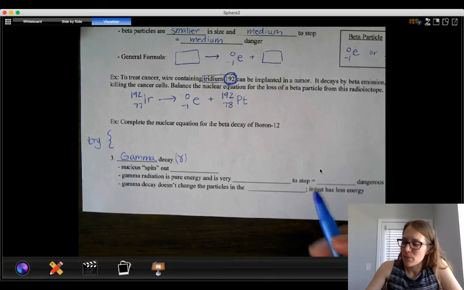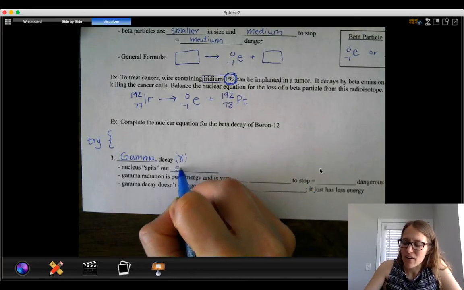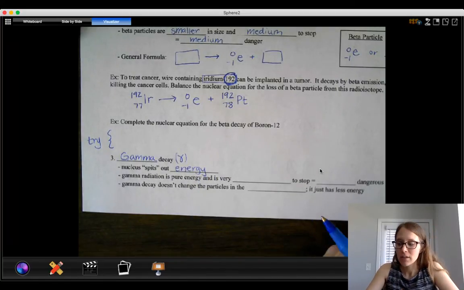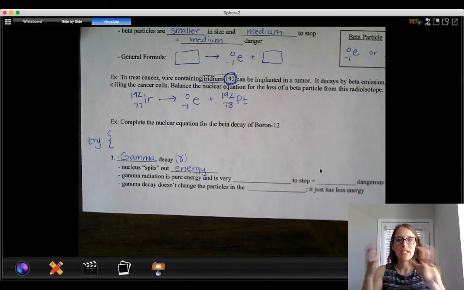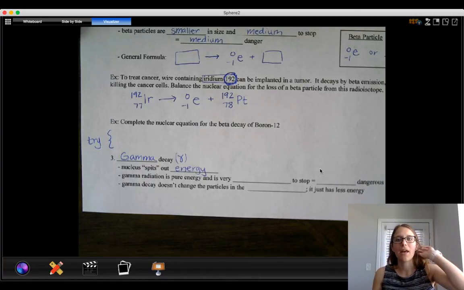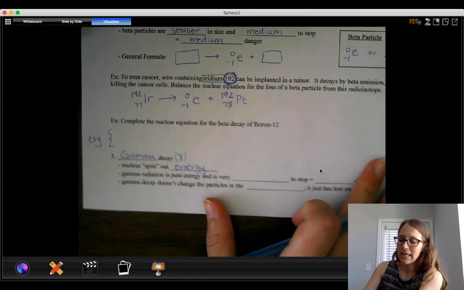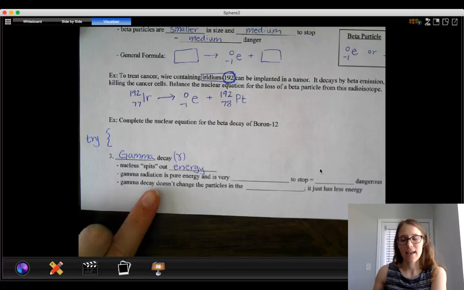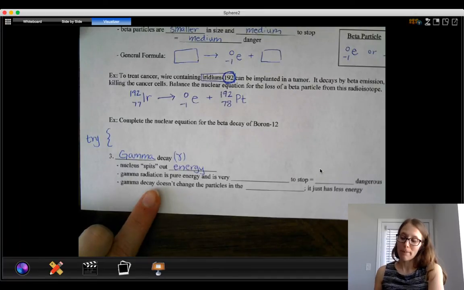Gamma decay is when the nucleus is going to spit out energy. It's actually not a particle at all. It's just a wave. Basically, that nucleus is just rattling around. It has too much energy, and it's just going to release some energy. Kind of like a little kid who has all this energy, runs around the room, burns off some of that energy, and then can sit down and relax. So the gamma energy is just energy spit out to make that nucleus have a more stable form.